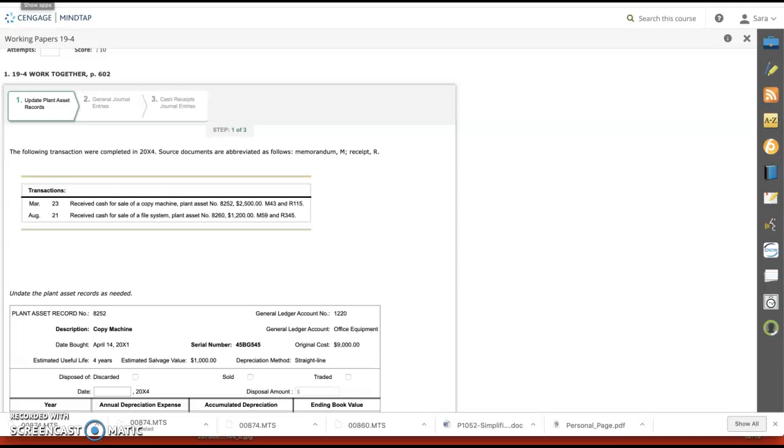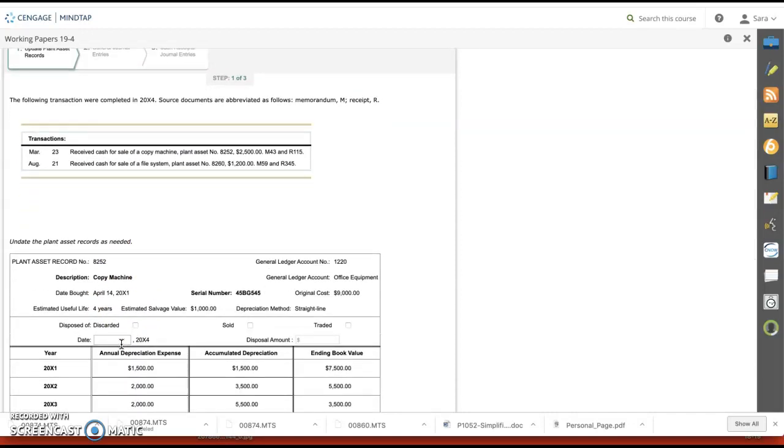Okay, we have three different things we're doing here. For 19.4, we're going to start here with the following transactions were completed in, we'll just say, 14. Source documents are abbreviated. And so we have two transactions here that we're going to update our plant asset records. So March 23rd, we received cash for sale of a copy machine, plant asset number 8252, 2500, M43 and R115. So we're going to mark that we sold it.